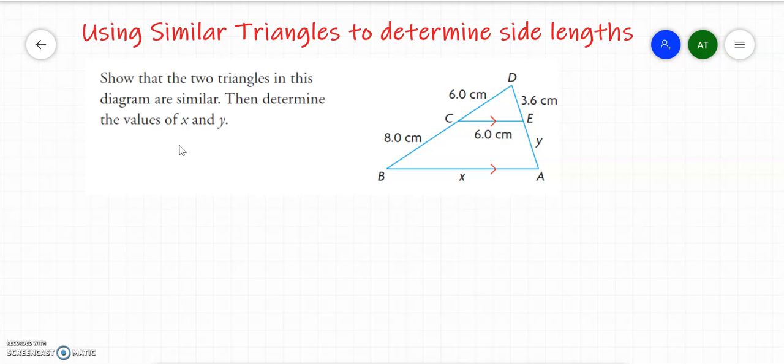In my previous video I explained the definition of similar triangles and congruent triangles in detail. The link is in the description below. So let's begin with our discussion today.